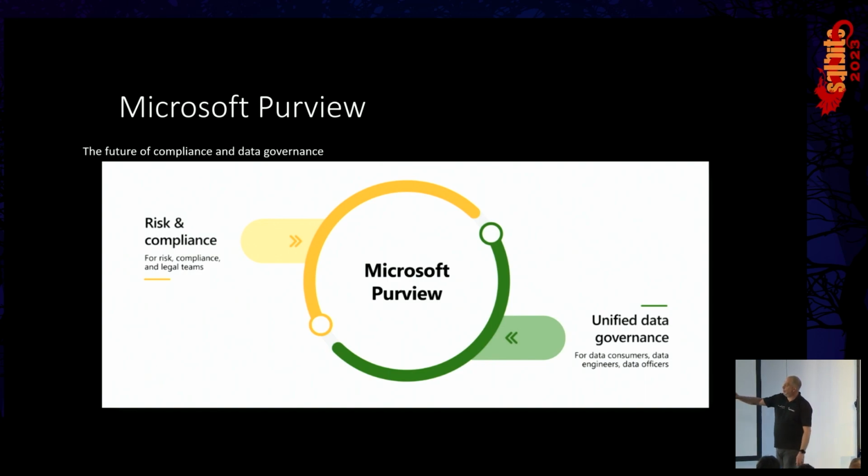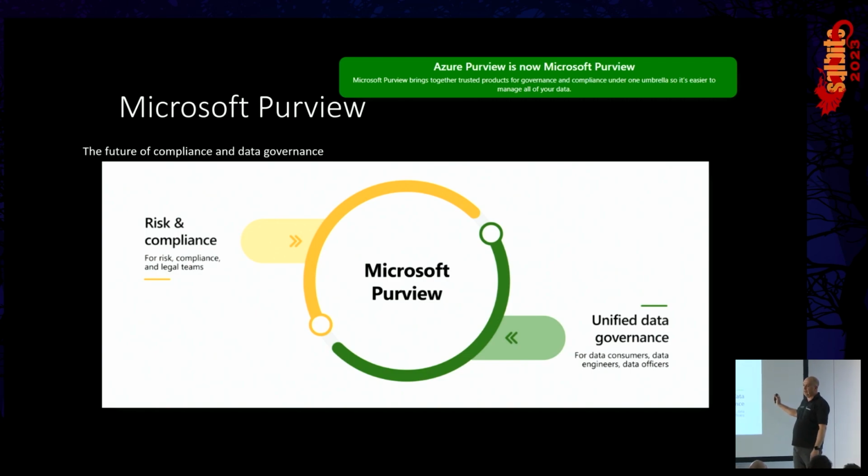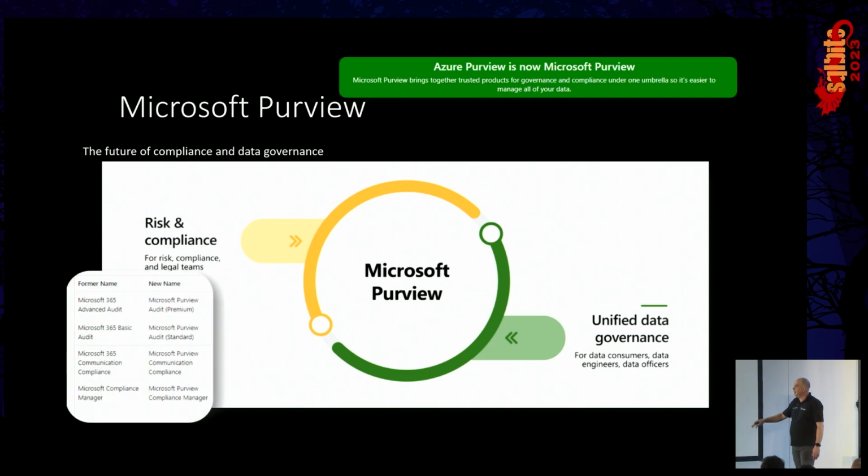On the left side, we have the risk and compliance part, that is the lifecycle management and that kind of stuff. And on the right side, we have the unified data governance. Today we're going to talk about the unified data governance part and not about all the other stuff there. Okay.